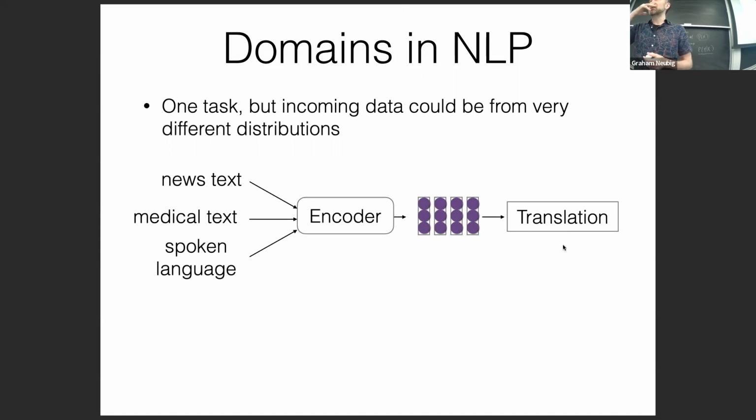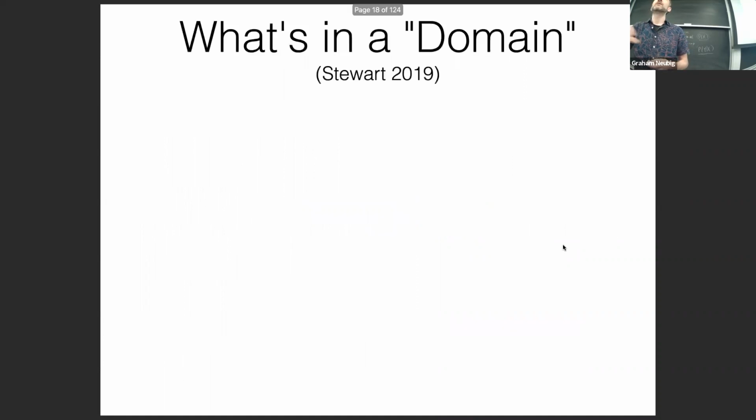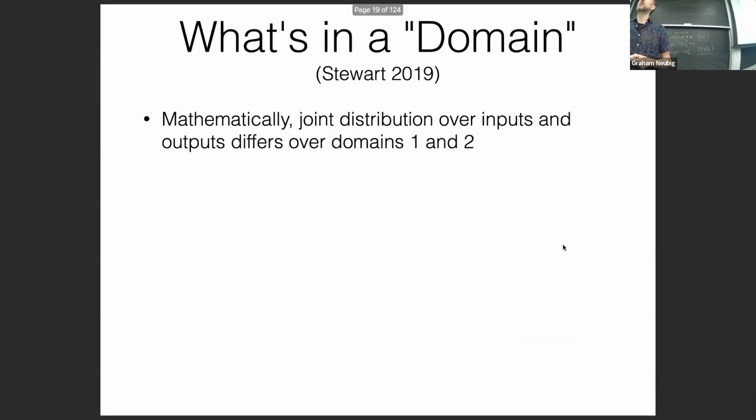This is traditionally called domain adaptation only when we are doing the same task as opposed to multiple tasks, but you could view it as a variety of multitask learning if we say news translation and medical translation are different tasks. Sometimes the domains are labeled, sometimes they are not. In the better case, you have domain labels. In the worst case, you don't.